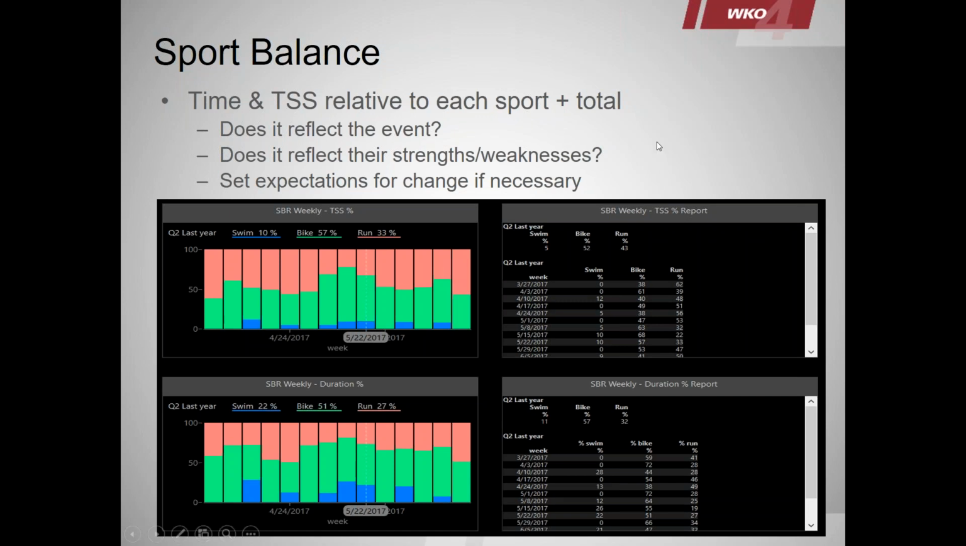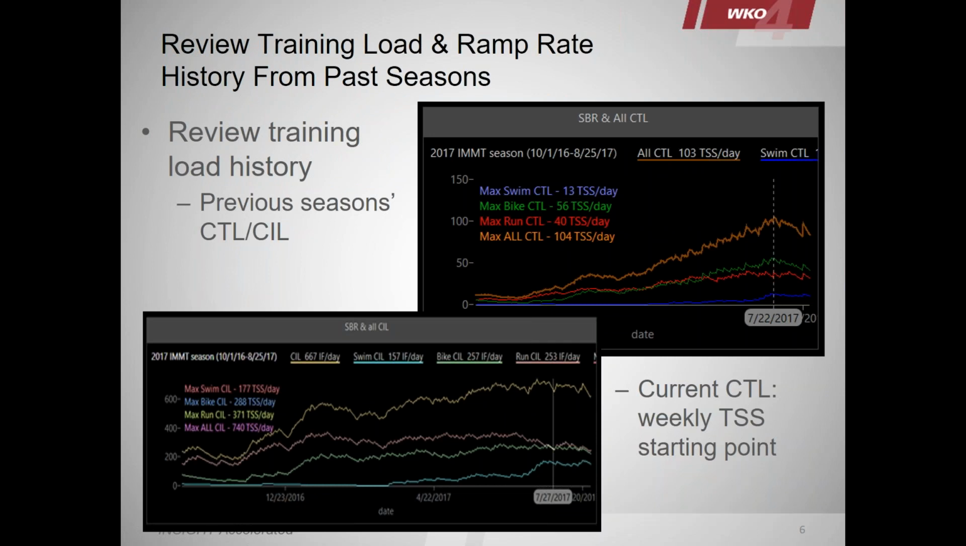So this is just a quick review. If you do need to make some modifications to what they've done in the past, they really like to run, you can show this and explain the difference, and it sets a nice expectation for that change. Okay, moving on to chronic training load.